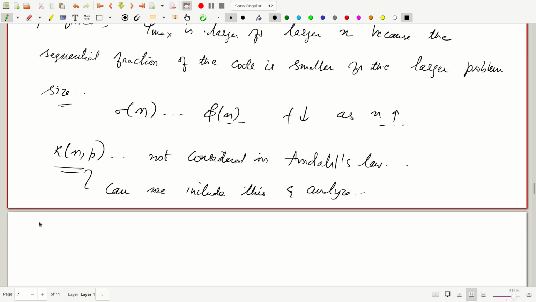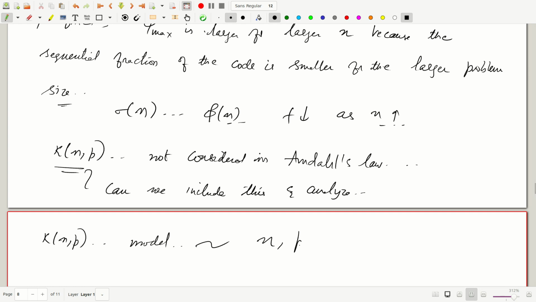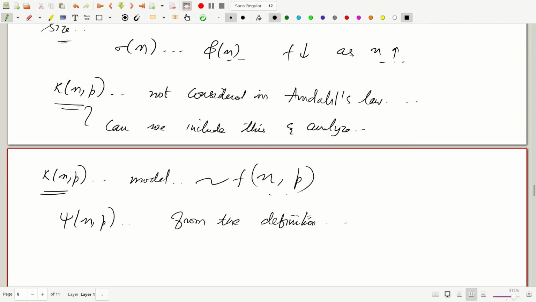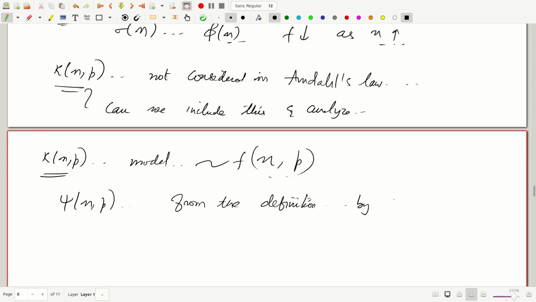The only thing is that we need to make some model of how kappa of n, p varies as a function of n comma p. If we can come up with a functional form for this, then we can certainly include it and use the speed up definition that we have used, and calculate the speed up by including the overhead, and then compute what psi of n, p is.